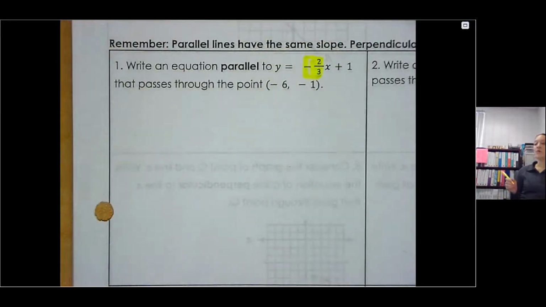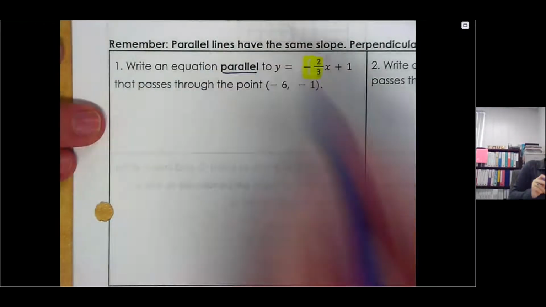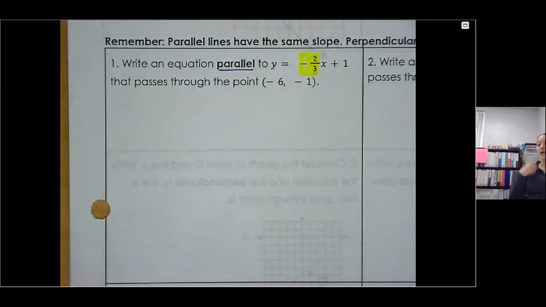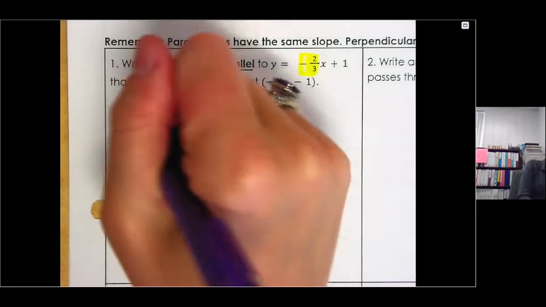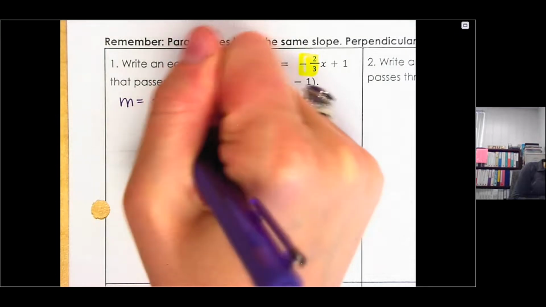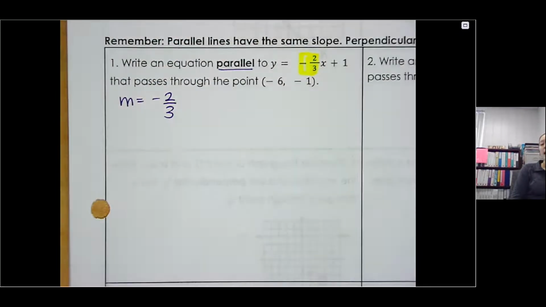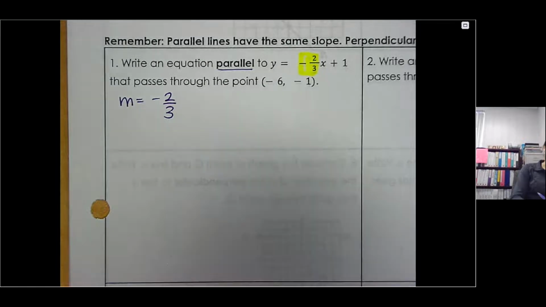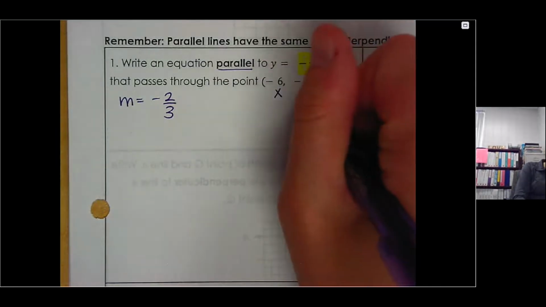Okay. If we are writing the equation of a line that is parallel to that equation, what should I use for my slope? Yeah, I better use the exact same thing. So my slope is going to be -2/3. Not changing because it's parallel. And then it passes through the point -6, -1 on the graph. That's my x and my y.